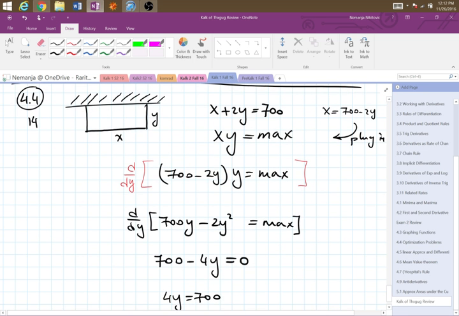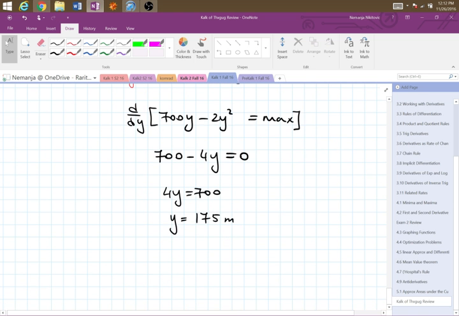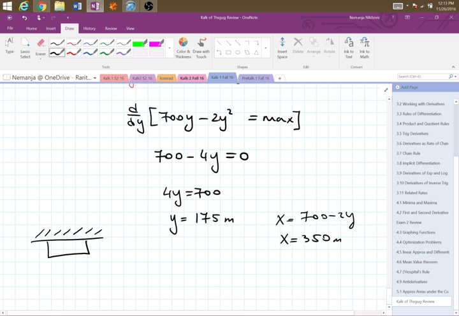And then we can compute x by simply using 700 minus 2y, which is 350. And we will say that the dimensions of the largest pen would be, if this is, again, the barn on top, 350 meters for this side, and 175 meters for this side.